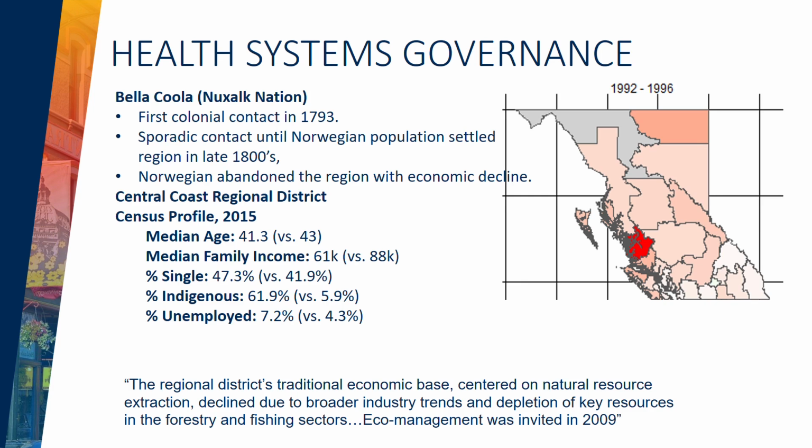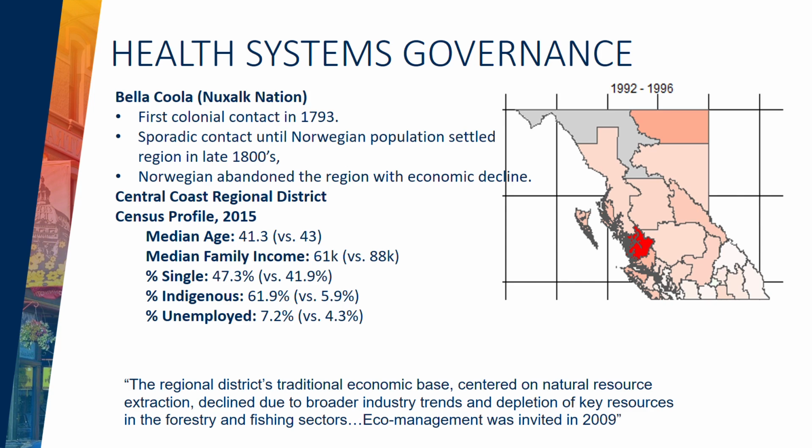So first, you might expect, well, maybe people are simply older there, and therefore mortality is at a higher rate, and so it's making it look like life expectancy at birth is actually higher than it is. But when you look at the median age, it's actually a few years younger than the province as a whole, 41.3 versus 43 years of age.